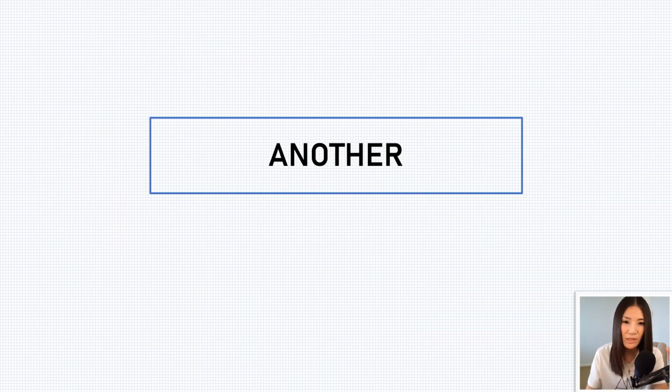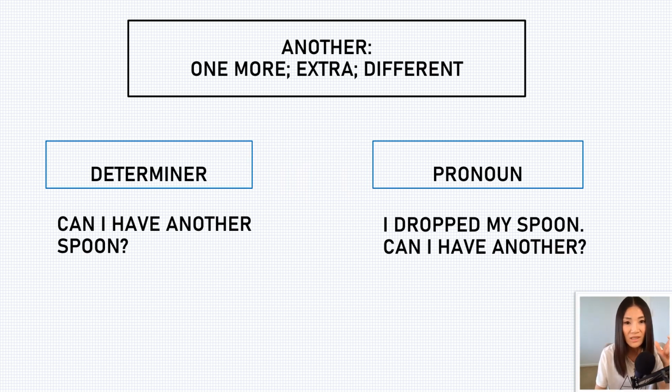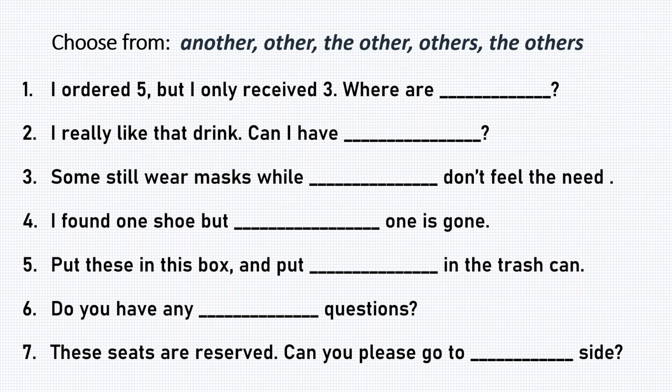Lastly, let's talk about the word another. The word another generally means one more, extra, or different. When I use it as a determiner, it just means that I need to have a noun that comes right after. For example, can I have another spoon? So, can I have one more spoon? If I use it as a pronoun, it means that it's replacing something else. A pronoun is a noun already, therefore I will not have another noun that comes after. So I can say, I dropped my spoon. Can I have another?